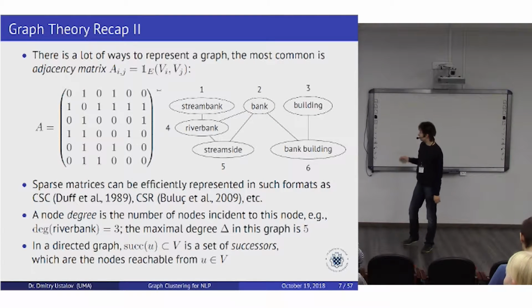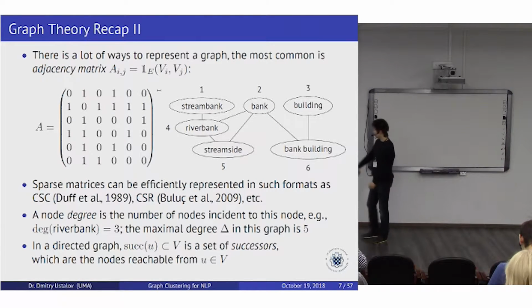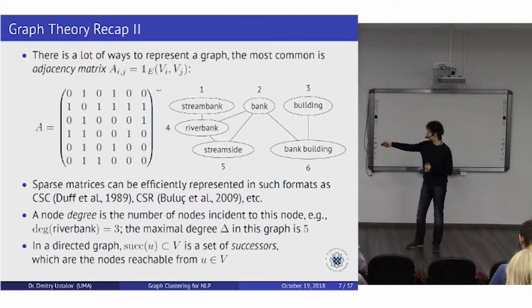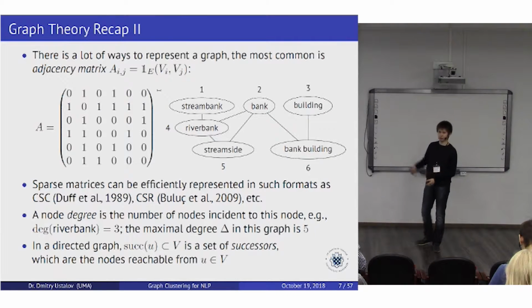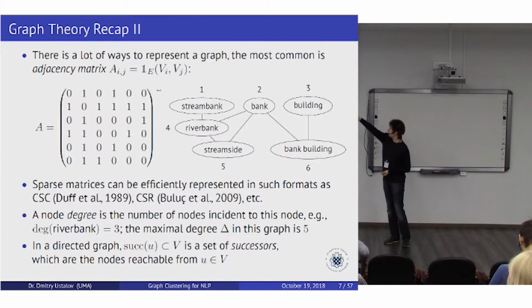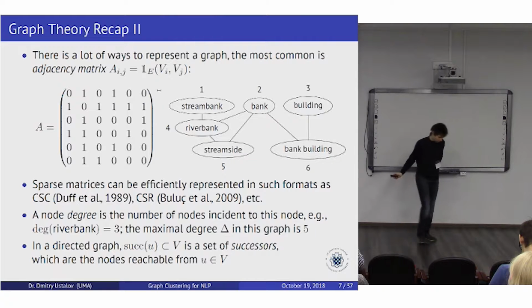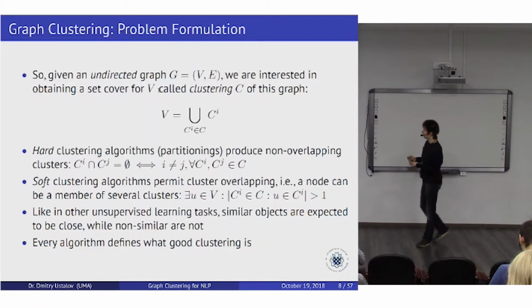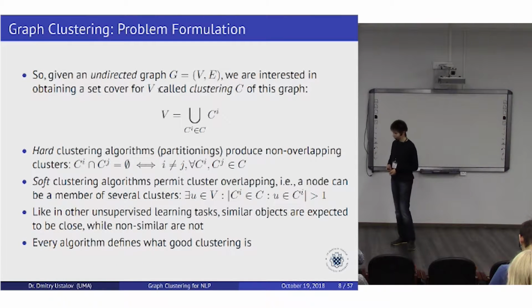And the last thing we need from the graph theory right now is the concept of successors. In case you have a directed graph, the successors is a subset of nodes, so it's just a set of nodes which are reachable from one node. For instance, if there's an arrow, it will be a successor, and so on. And that's it. That's all you need to know from the graph theory to understand most concepts from this tutorial.